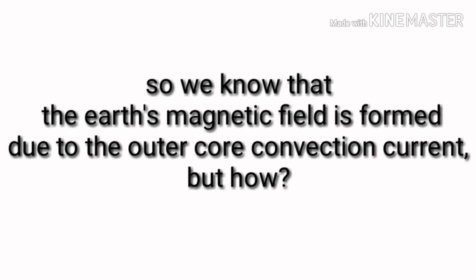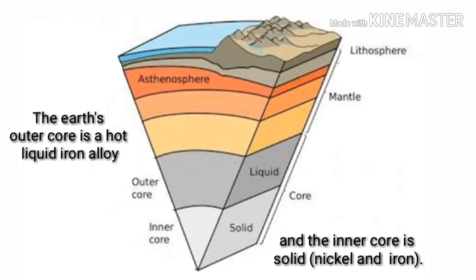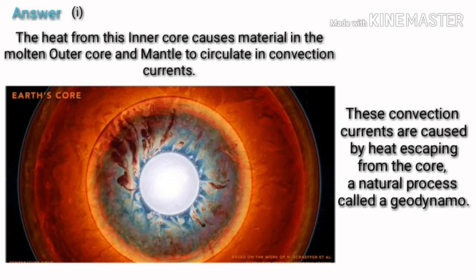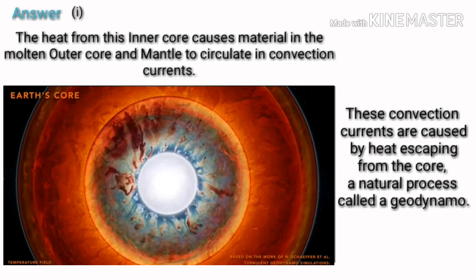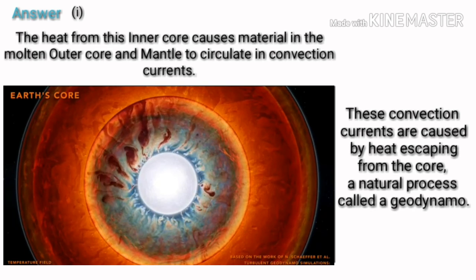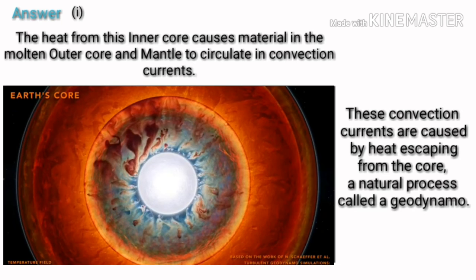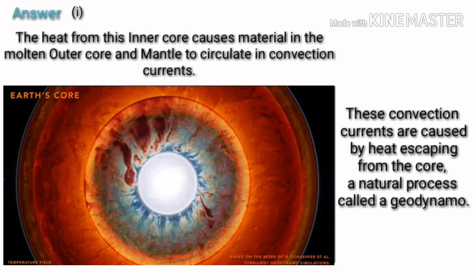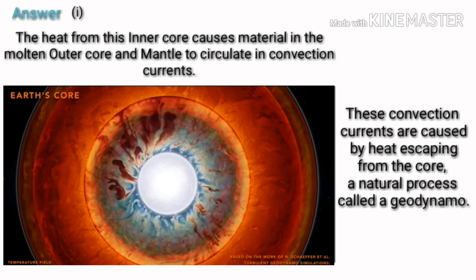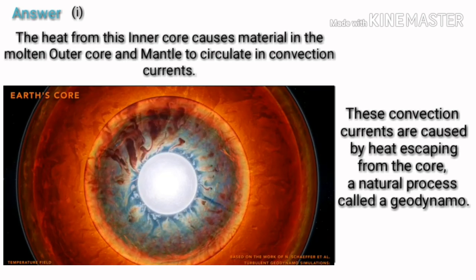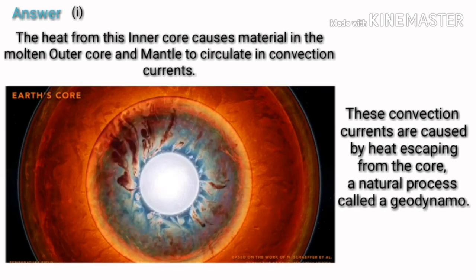So we know that the Earth's magnetic field is formed due to the outer core convection current, but how? Let me first mention that the Earth's outer core is a hot liquid iron alloy and the inner core is probably solid nickel iron and much hotter than the outer core. The heat from this inner core causes material in the molten outer core and mantle to circulate in convection currents. These convection currents are caused by heat escaping from the core, a natural process called a geodynamo.